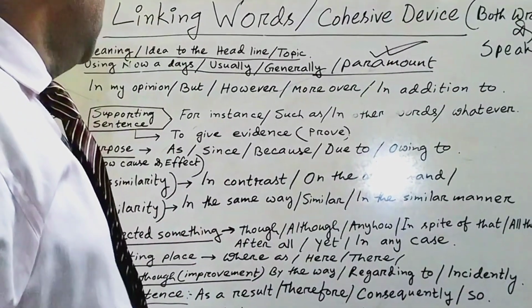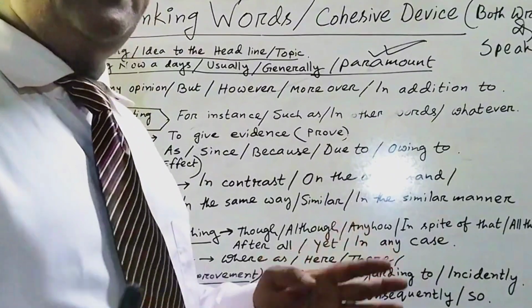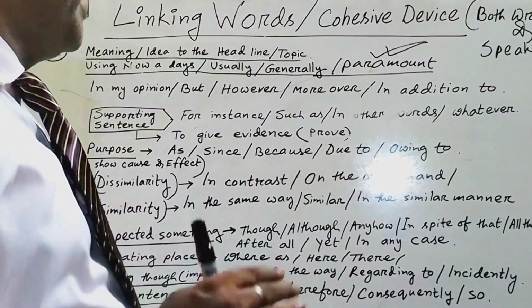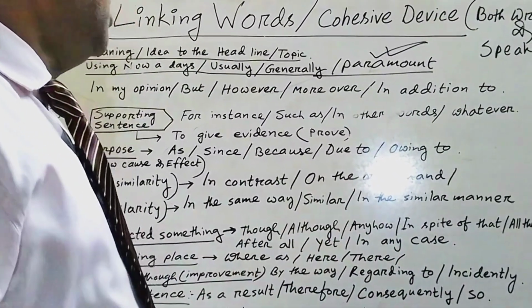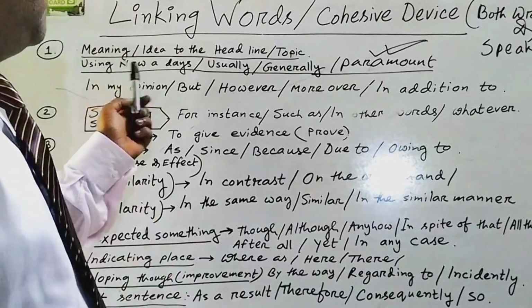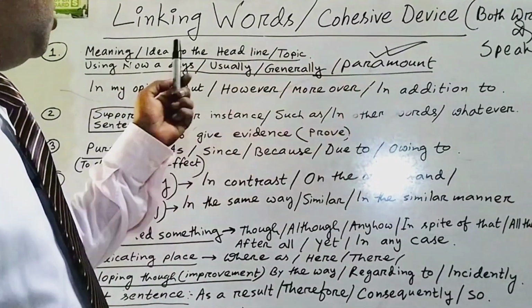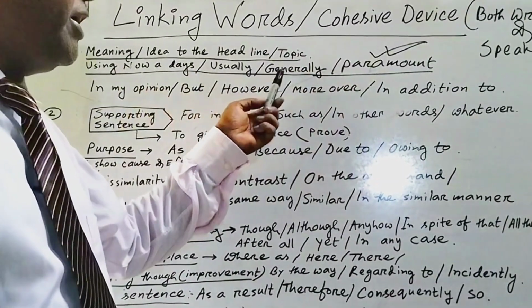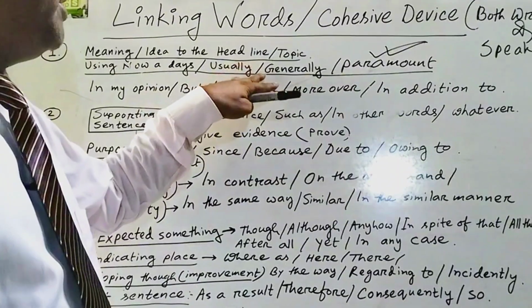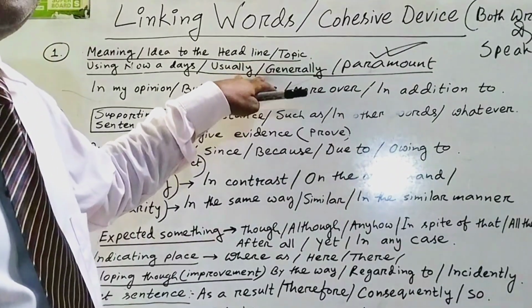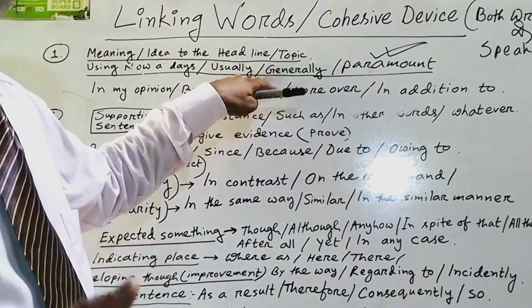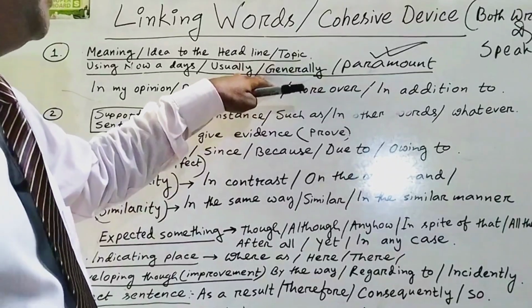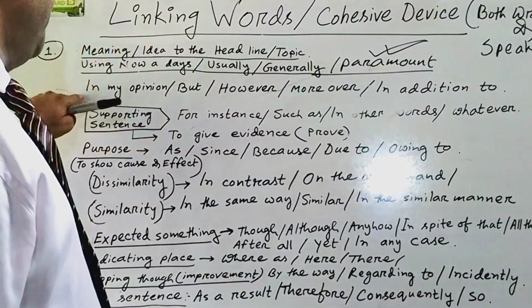This is called paramount. Whenever we go for writing a paragraph or an essay or a composition, then you can use significant or paramount in a sentence, or nowadays, or usually, or generally. Basically, usually and generally, these linking words are used in the second or third line. Okay, my dear viewers, now the next one.